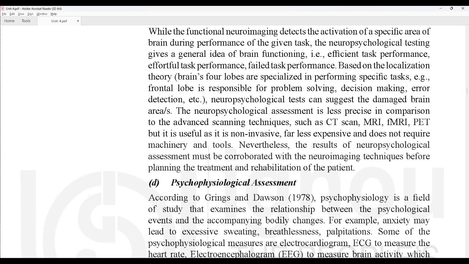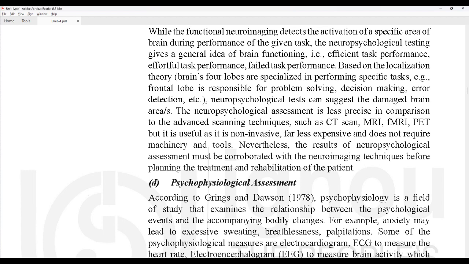D. Psychophysiological assessment. According to Grings and Dawson, 1978, psychophysiology is a field of study that examines the relationship between the psychological events and the accompanying bodily changes. For example, anxiety may lead to excessive sweating, breathlessness, palpitations.